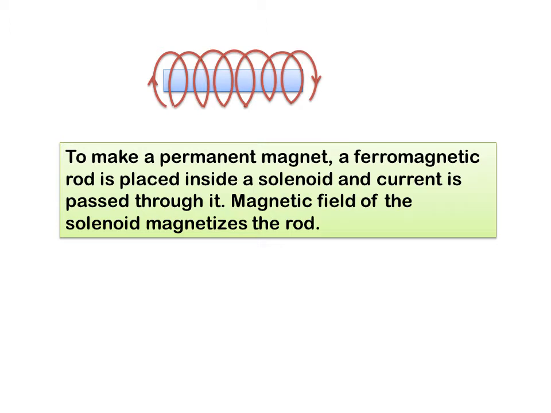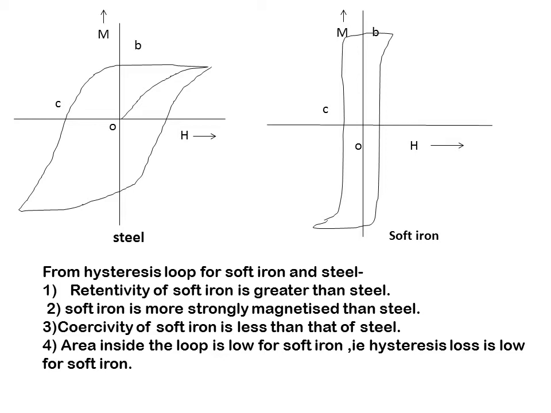Now if we place this ferromagnetic rod inside the solenoid and pass current through the solenoid, due to the magnetic field of the solenoid, the substance gets magnetized. Here we have the hysteresis loop for steel and soft iron. Hysteresis loop is a graph drawn between the applied magnetic field H and the magnetization produced inside the material M.